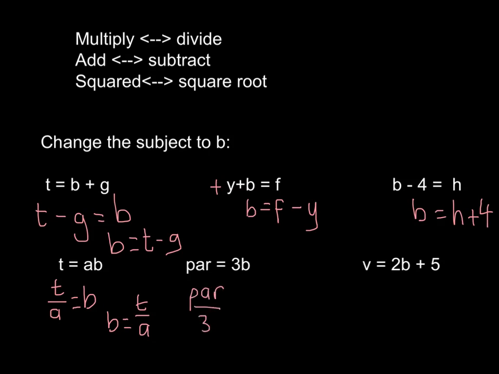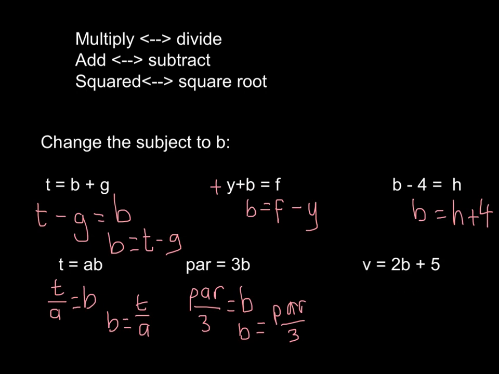It's going to get divided by 3, and that would be equal to B. And again, we can rearrange it and write B equals PAR over 3. The last one here, what do we need to do to it? So we need to get B on its own.